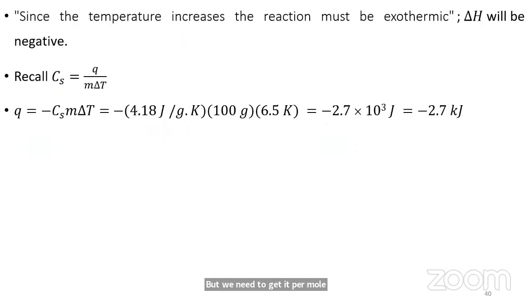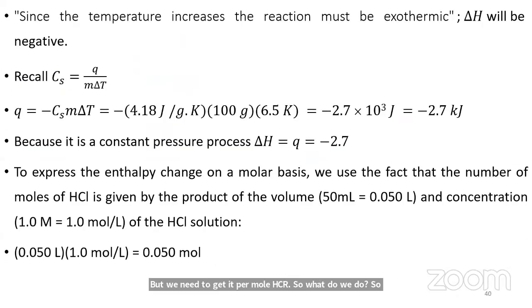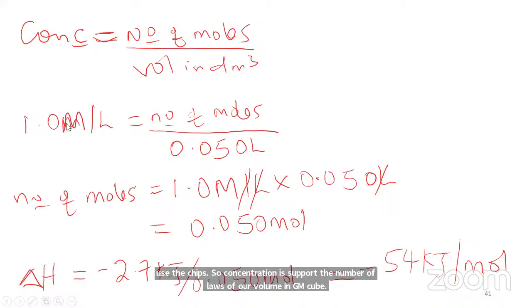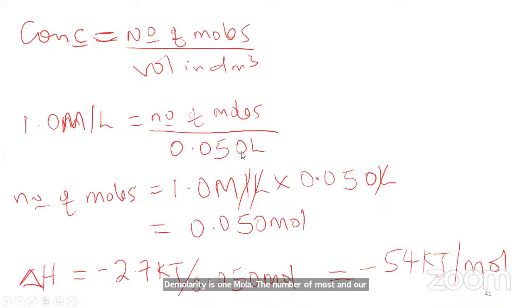So of course we have to look at expressing it per mole HCl. To express it per mole HCl, we already know the concentration was 1 molar, while the volume was 50. So concentration is equal to number of moles over volume in dm cubed. The molarity is 1 molar, and our volume is 50, so that is 0.05 dm cubed. That is how we got 0.050 liters.